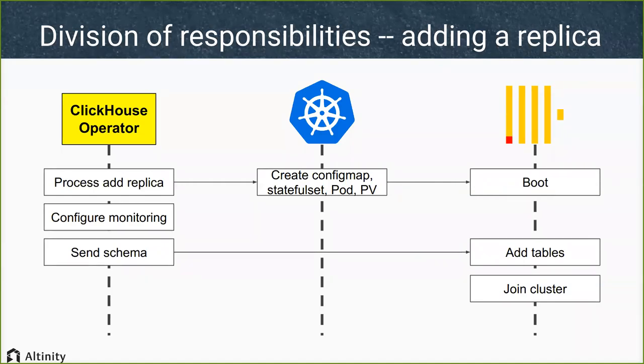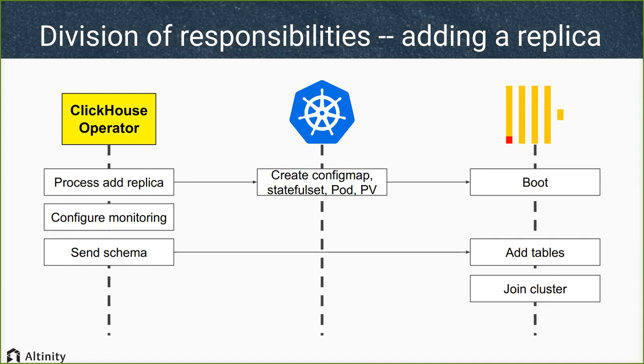First of all, the ClickHouse operator receives a new YAML specification with a request to add a replica. After building the action plan, the operator understands that we need to add a new replica, so it processes this request. The operator instructs Kubernetes what objects should be created, like stateful sets, pods, persistent volume claims, and config maps. So the operator requests Kubernetes to instantiate all objects required for this new replica.